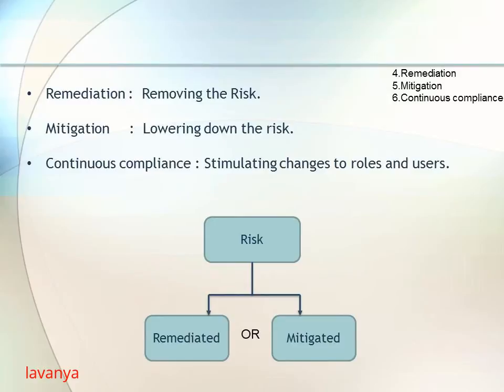The last stage in ARA is continuous compliance. Once we have remediated or mitigated any risk, it has to be maintained in the business process to keep the system risk-free. To achieve this, we need to stimulate the changes to the roles and users and keep them updated. Continuous compliance is an ongoing process.